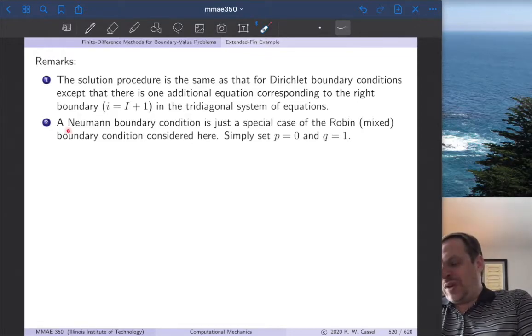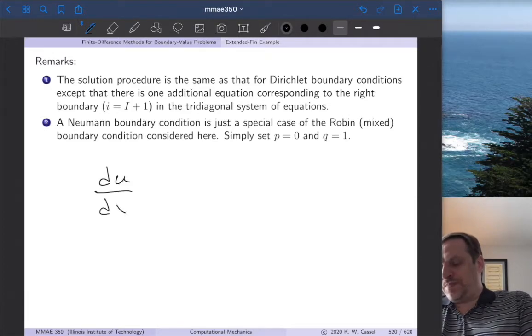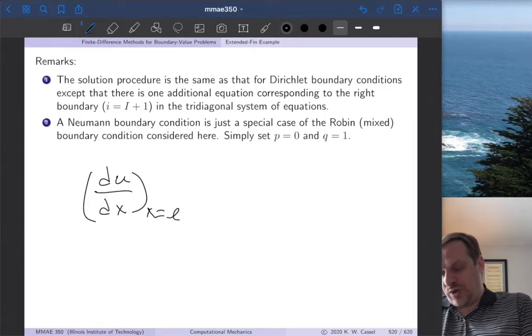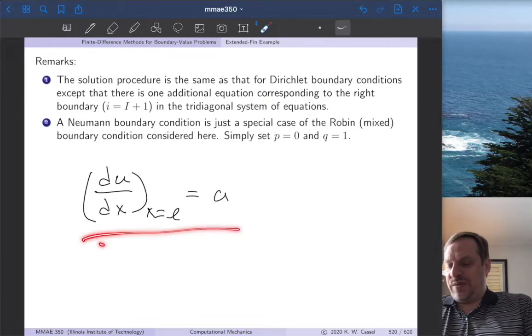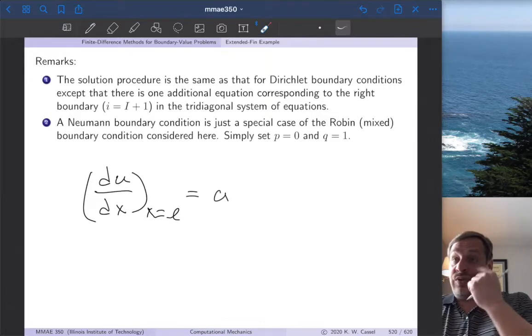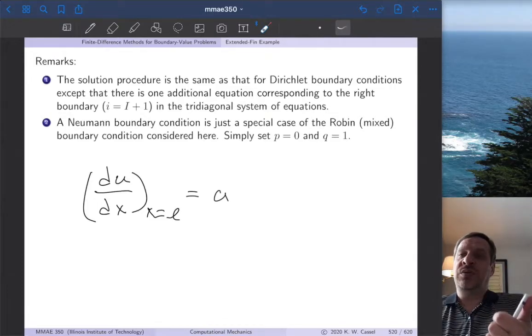If we did have a Neumann boundary condition, so Neumann is where you specify the gradient of the temperature, something like this. So du dx is being specified at the boundary. That's a Neumann boundary condition. So Dirichlet specify u, Neumann specify du dx, and Robin a linear combination of the two.